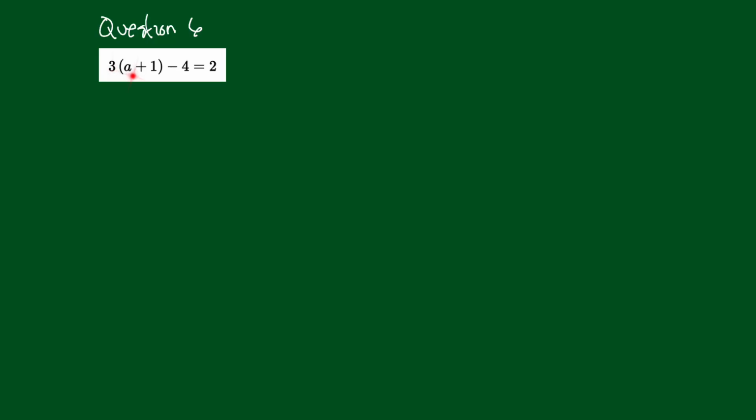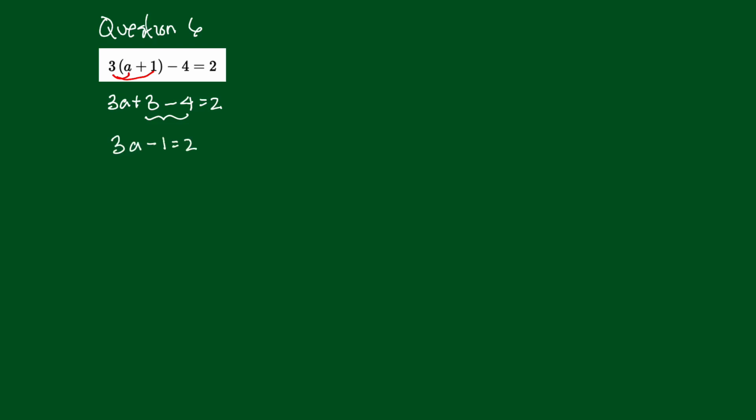So I'm going to multiply through here using the distributive property. I'm going to multiply through by that 3. So I'm going to get 3a plus 3. Right? Do you see it? 3 times a is the 3a, and then plus 3 times 1 is 3. And then I've got that minus 4 out here, and it's all equal to 2. Now I can clean up that left side a little bit. 3 minus 4, that's a negative 1. So I'll get 3a minus 1 equals 2.